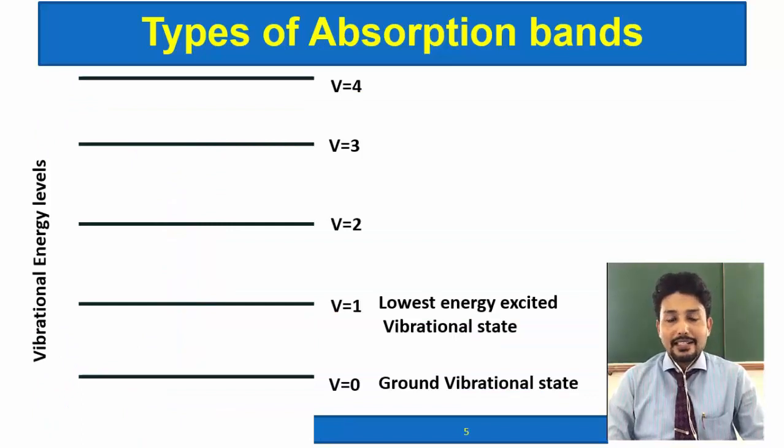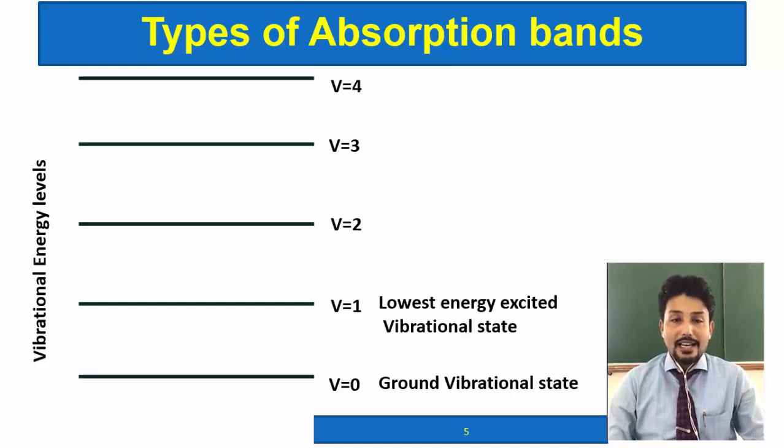Earlier, we said that IR radiation does not have sufficient energy to cause electronic excitations. Like in UV or visible spectroscopy, electronic excitations occur. But here IR radiation is weak radiation and it cannot cause electronic excitation. Then what can it cause? It can change the vibrational levels. It can increase the vibrational frequency.